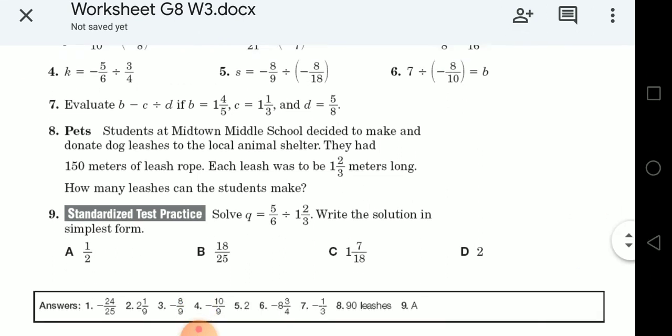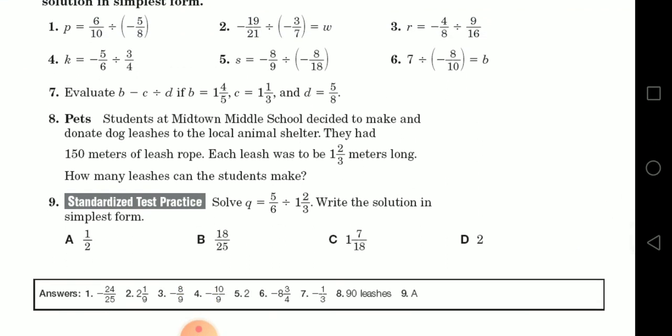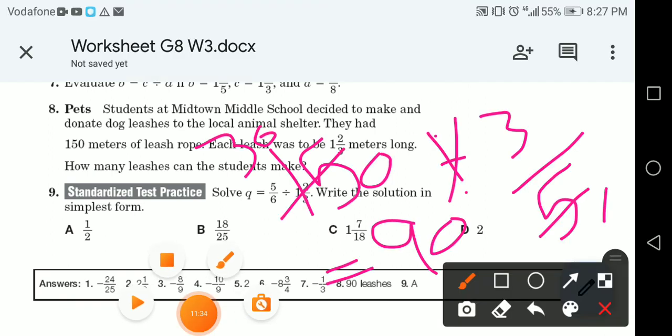We have here students at Midtown. Let's have the problem solving. Students at Midtown Middle School decided to donate dog leashes to the local animal shelter. They had 150 meters of leash rope. Each leash was to be 1 and 2/3 meters long. How many leashes can the students make? So I got here. What do you think, guys? What should I do? It's easy, division.